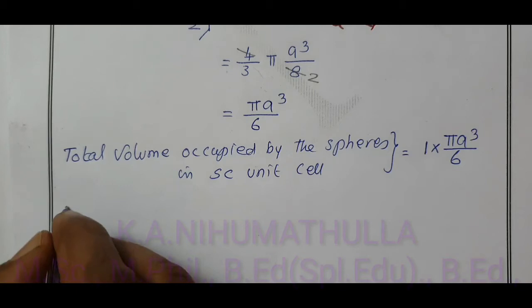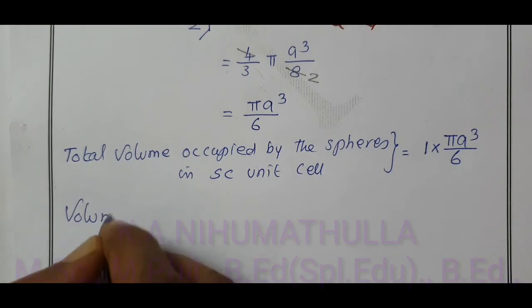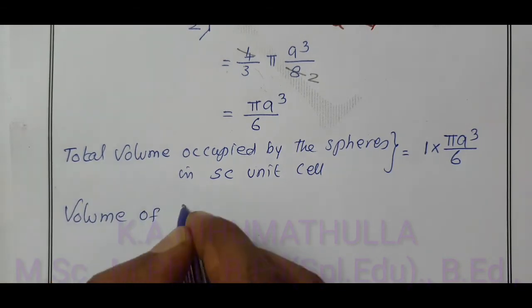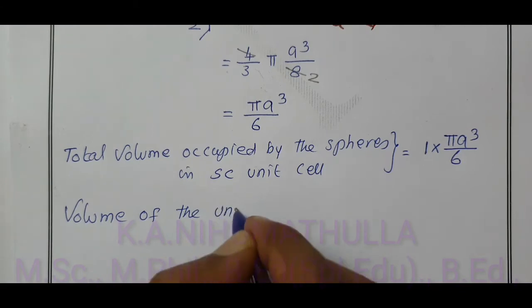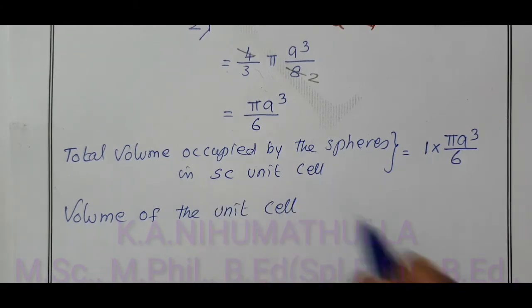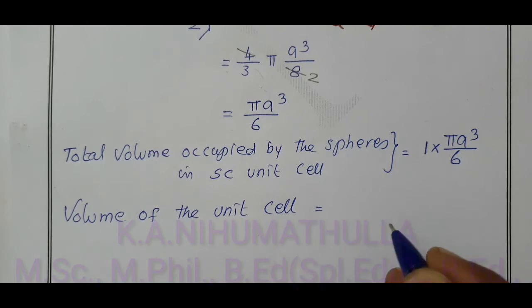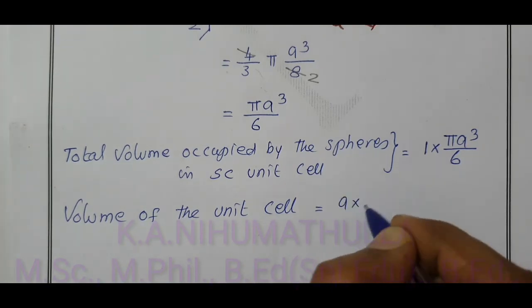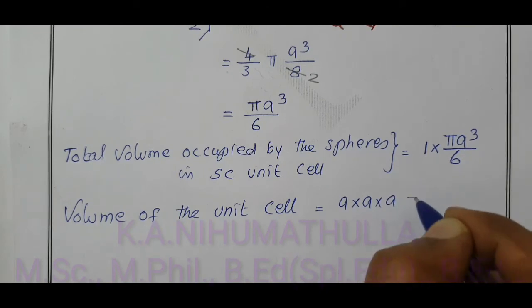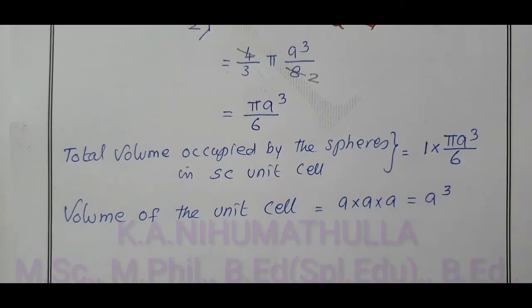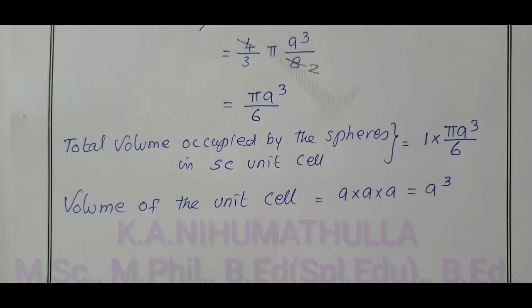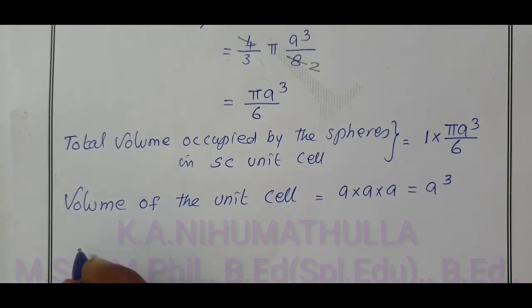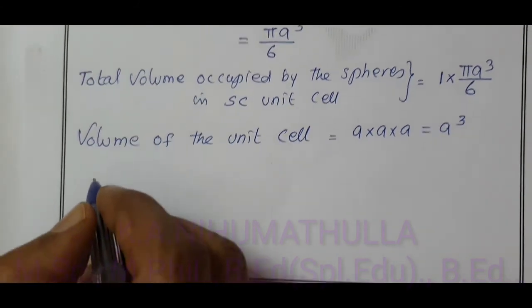Volume of the unit cell. Our unit cell is a cubic unit cell. Therefore, all the edge lengths are equal. So, a into a into a equals a cube is the volume of the unit cell. Now, we can calculate the packing fraction or packing efficiency.